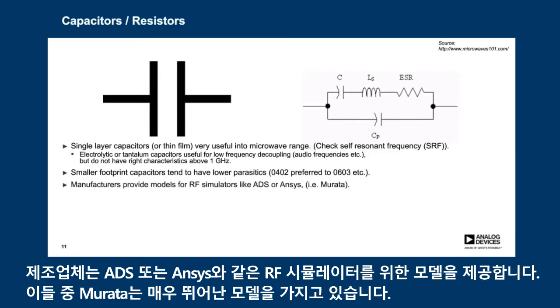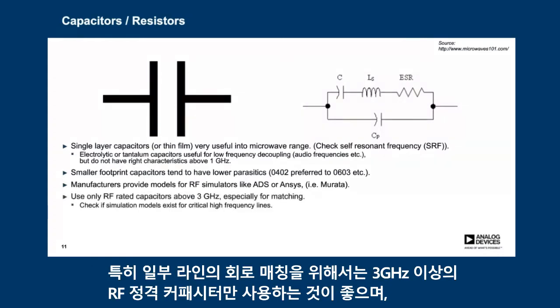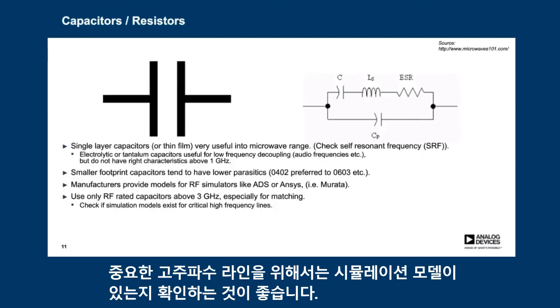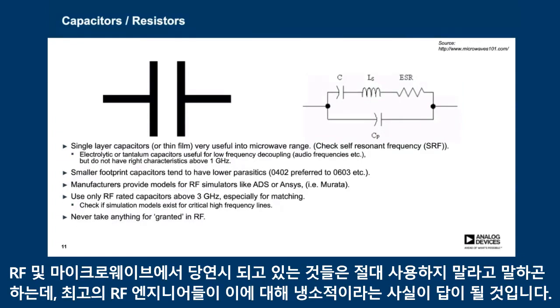So manufacturers tend to provide models for RF simulators like ADS or ANSYS, and Murata, among others, do have very good models. And we do recommend that we only use RF rated capacitors above 3 gigahertz, especially for matching circuitry on some lines. And it's worth checking to see if a simulation model exists for critical high frequency lines. We often say never to take anything for granted in RF and microwave. And sometimes we say this is the reason why some of the best RF engineers are rather cynical.